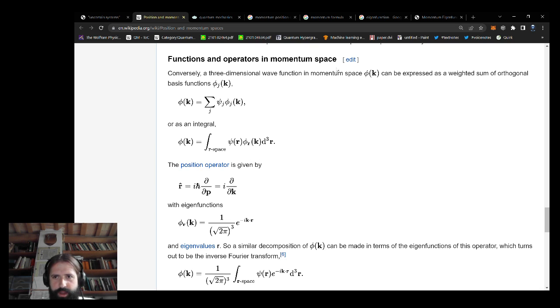Okay, I think I understand the three-dimensional wave function in momentum space can be expressed as a weighted sum of another orthogonal basis, a set of functions. And then you take the position operator. I'm not so sure I understand the intuition behind why these work. But okay, it's one step a little bit forward.